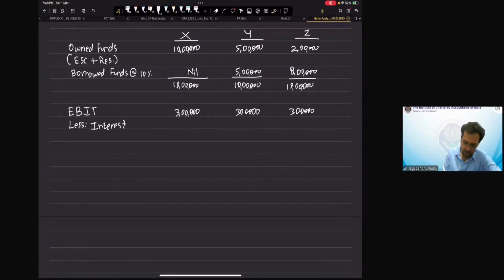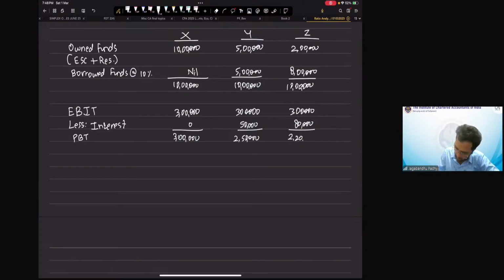So in the case of X, the interest will be 0. In the case of Y, interest will be 50,000. And in the case of Z, interest will be 80,000. So you have profit before tax as 3 lakh, 2 lakh 50,000 and 2 lakh 20,000.